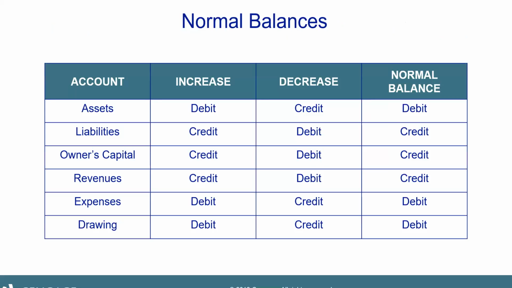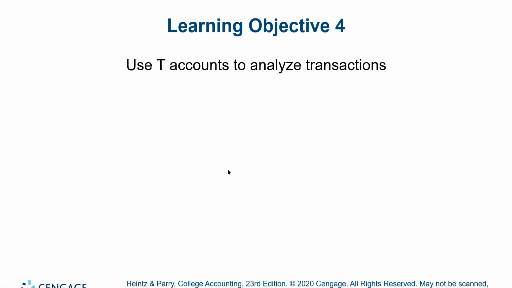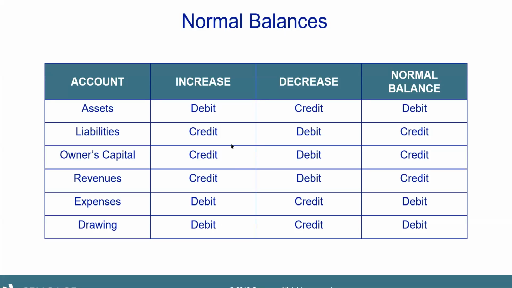Here is probably the best grid in the book to understand this. And you don't have to memorize all three columns. Just have one clear in your mind. Perhaps it's the normal balance of an account, but maybe work with increase. Let's work with increase. Assets increase with a debit, so do expenses and drawings. Assets, expenses, drawings increase with a debit, and liabilities, owner's equity, and revenues increase with a credit.